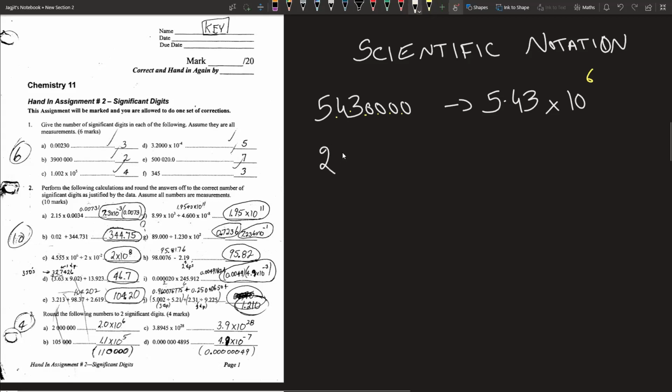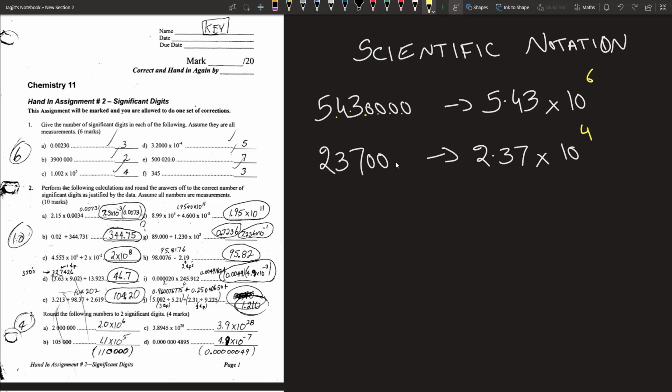Okay, let me give you another one, 23700. You want to write it as scientific notation, you want to put the dot after the first number. So 2.37, don't worry about the zeros, times 10 to the power. Right now my dot is here. 1, 2, 3, 4. I moved 4 places to the left, so it's 10 to the power 4.